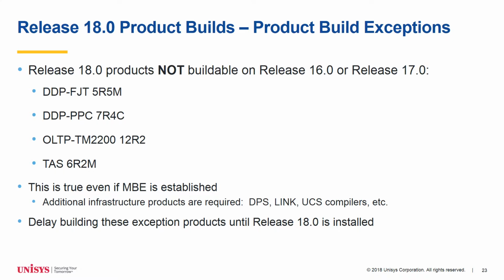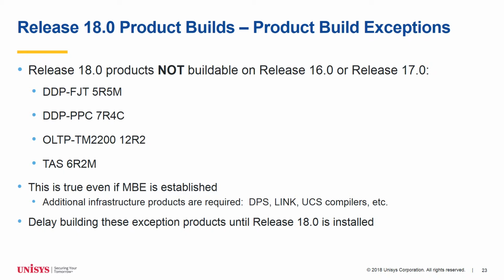If you build and install any of these products at the end of the installation cycle in this manner, you should not enable any of the EXEC time configuration parameters until you have installed the Release 18 levels for all of these Unisys products. The Release 18 products listed on the slide have dependencies on additional products, such as DPS and Link, that are not part of the MBE.